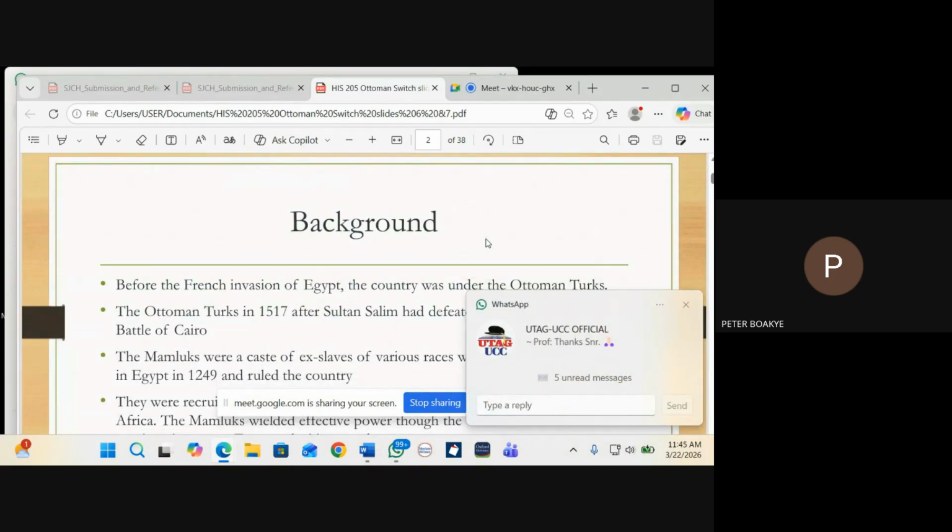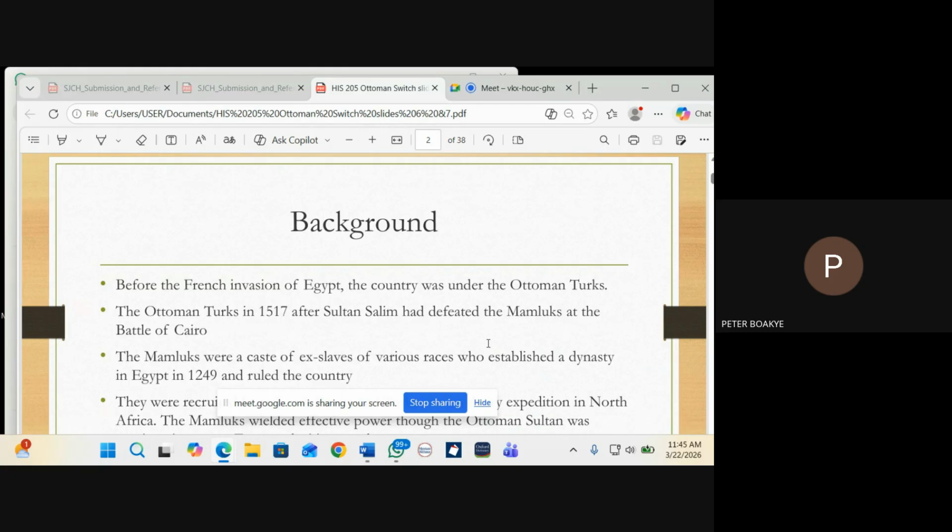So let's look at the background to the invasion. It's important that we first of all look at the background. Before the French invasion of Egypt, the country was under the Ottoman Turks. The Turks were those who were ruling Egypt before the French under Napoleon Bonaparte invaded. The Ottoman Turks took Egypt in 1517, after Sultan Selim had defeated the Mamelukes, the ruling dynasty in Egypt at the time, at the Battle of Cairo.